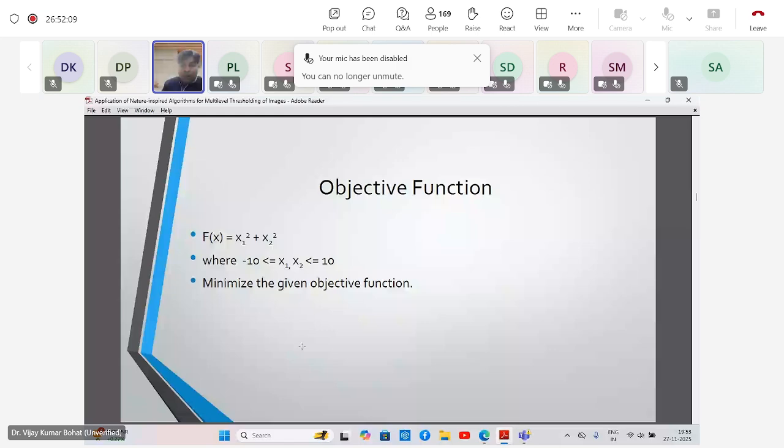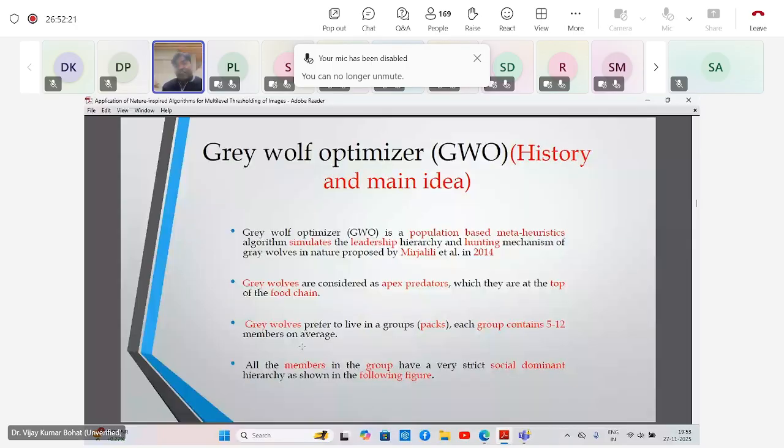Now, how can we find the best thresholds for a particular given image? There are multiple algorithms available in the literature, but this particular algorithm, the Grey Wolf Optimizer, is one of the population-based meta-heuristics and one of the popular algorithms in the field of meta-heuristics.